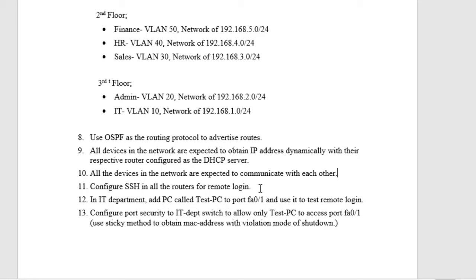All right, guys. So what's remaining? We are required to configure the devices such that all the devices in the network can communicate. But let me try to ping from this PC 6 to a PC in logistics that is located on the first floor. PC 0 is 6.2, so I'll try to ping 192.168.6.2. It will not communicate. Why? The routing protocol has not been configured. Destination host unreachable.